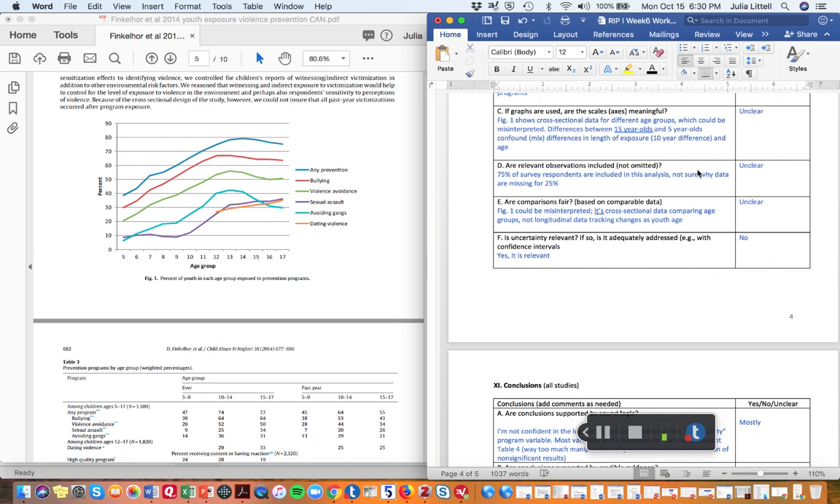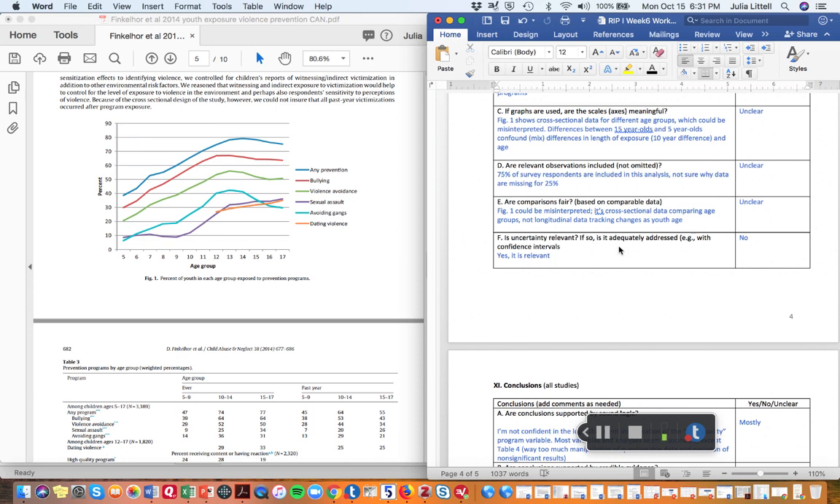D, are relevant observations included and not omitted? Again, unclear. I'm not sure why we're missing 25% of the data. I do understand that we are excluding children under age 5, but I'd like to understand that a little better. E, are the comparisons fair based on comparable data? Again, I think that's unclear. For the reasons I mentioned above, Figure 1 could be misinterpreted. It's cross-sectional data comparing age groups. It's not longitudinal data tracking changes as children age.